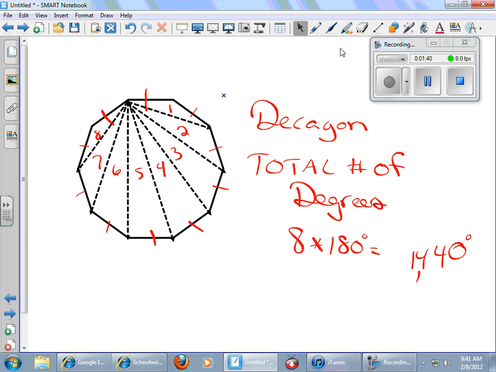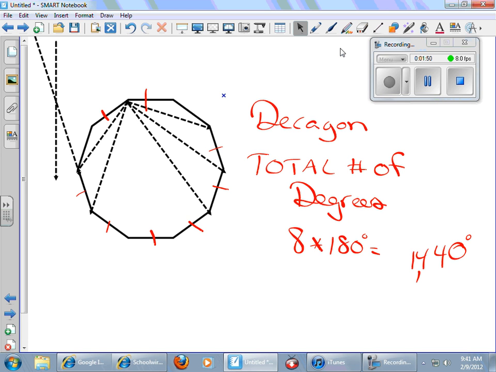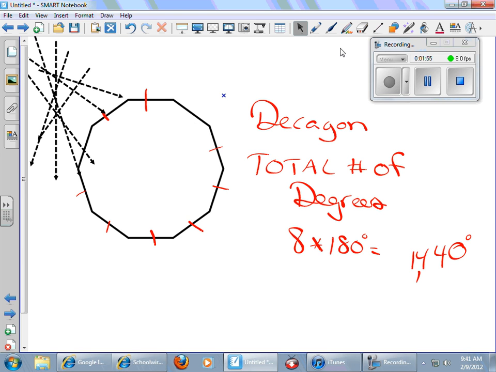degrees in my decagon. All right, now, could I figure out how big just one of the angles is? Let me get rid of these diagonals. They're in my way. Well, I sure could. I know that I have 10 angles coming together. If I want to know how big angle X is right here, that's one of the 10.